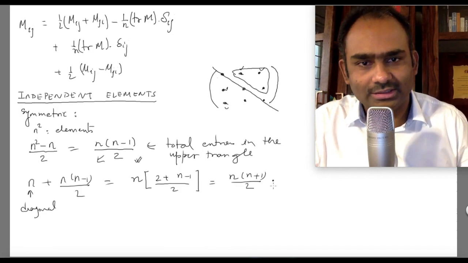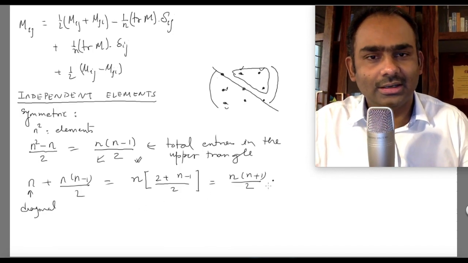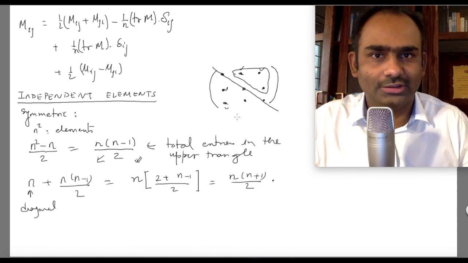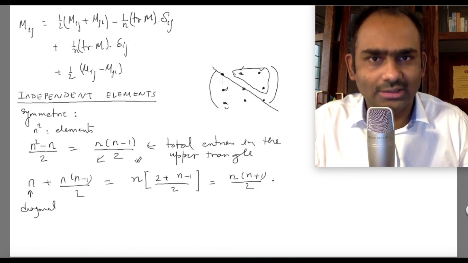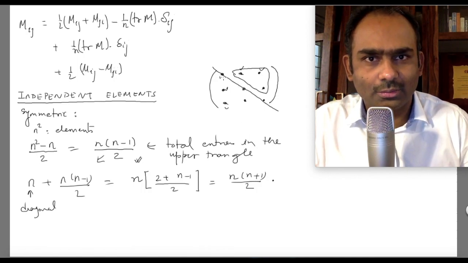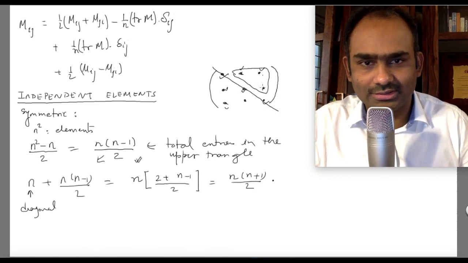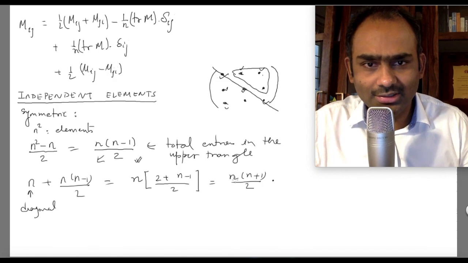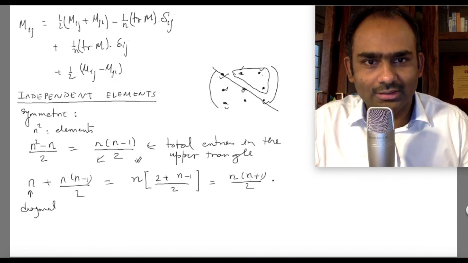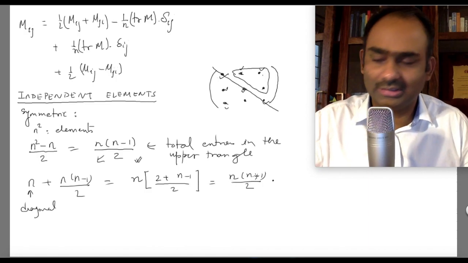which is correct. Let's check. Let's say you have a 3 cross 3 matrix. So if you had a 3 cross 3 matrix, you should get 1, 2, 3, and 4, 5, 6. 6. Let's see. If n is 3, this is 4. 3 plus 1, 4. 4 over 2 is 2, and 3 times 2 is 6, which is correct.